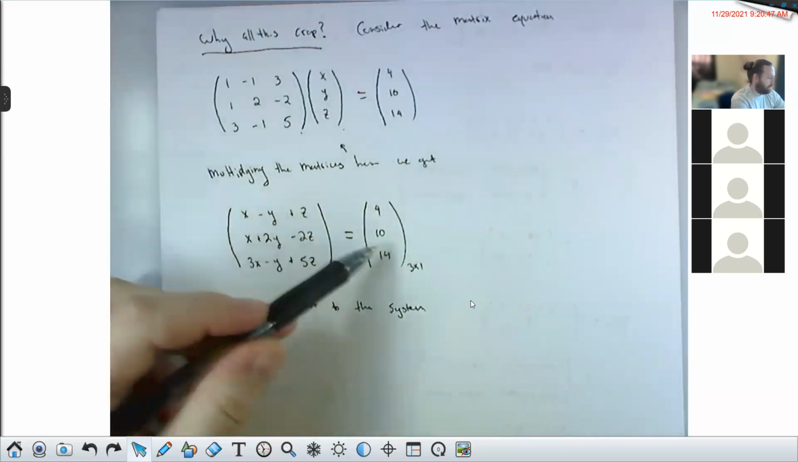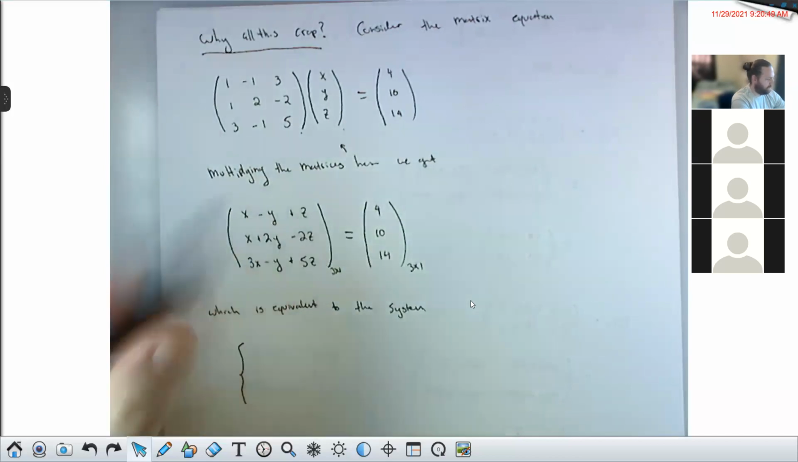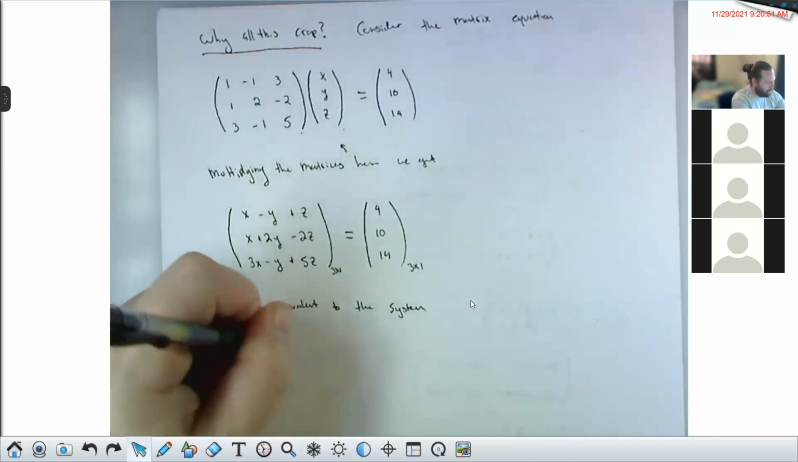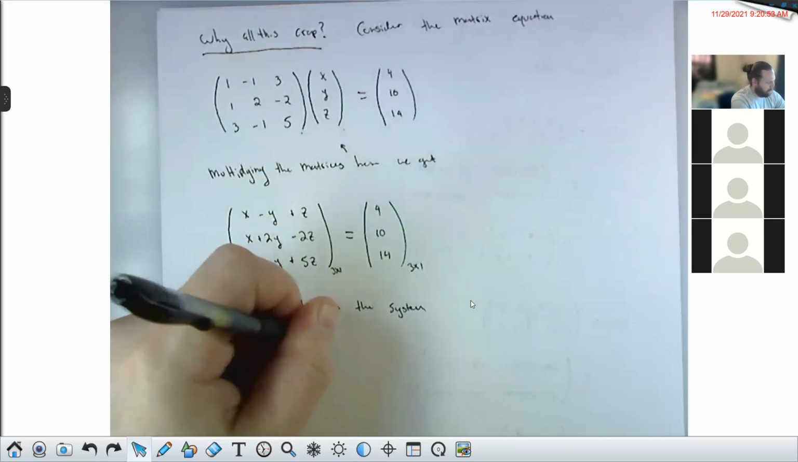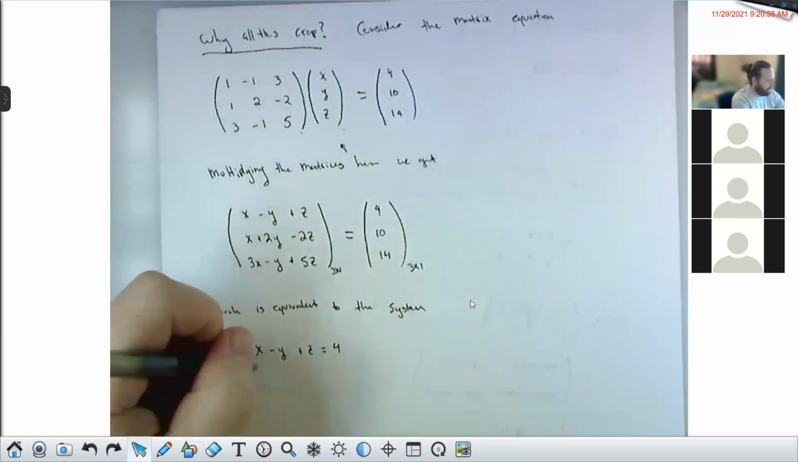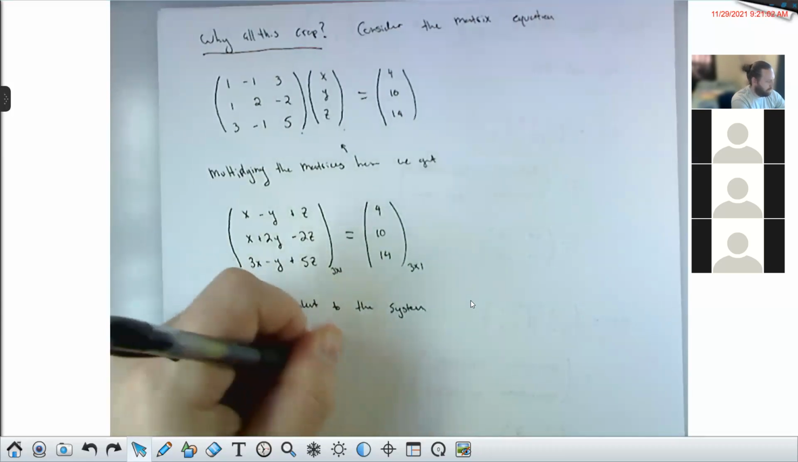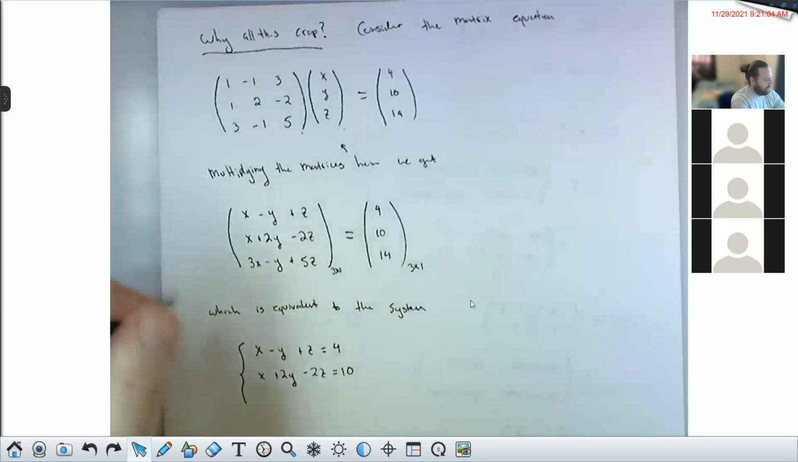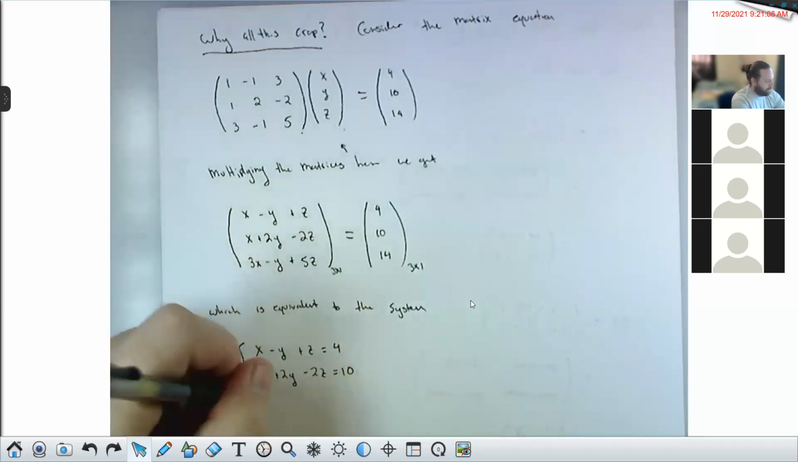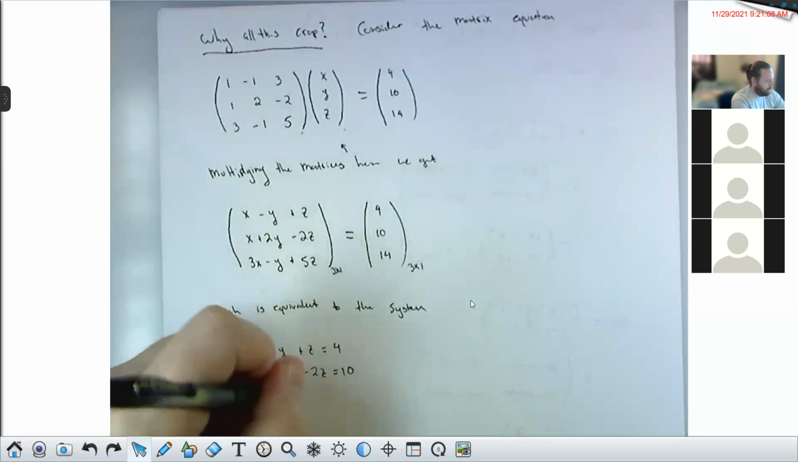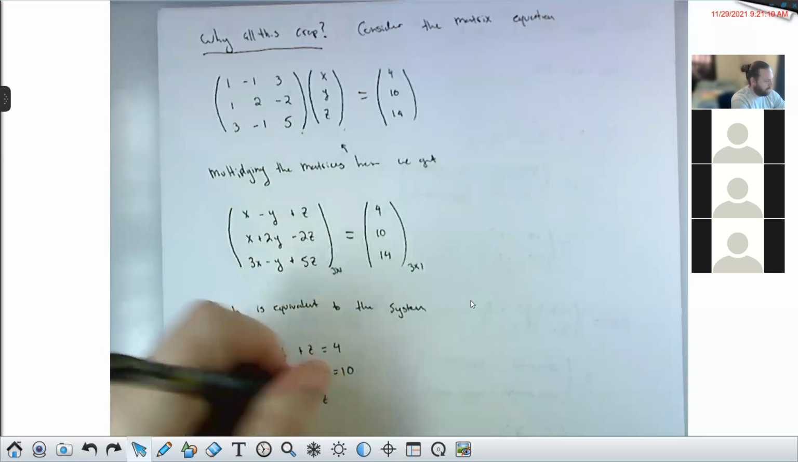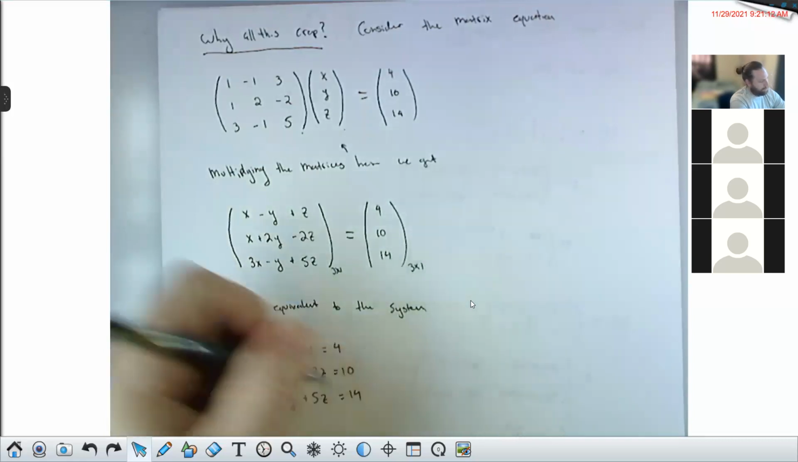Well, in order for these matrices to be equal, I need this to be equal to this. So x minus y plus 3z equals 4. I need this to be equal to this. So x plus 2y minus 2z is equal to 10. And I need this to be equal to this. So 3x minus y plus 5z is equal to 14.